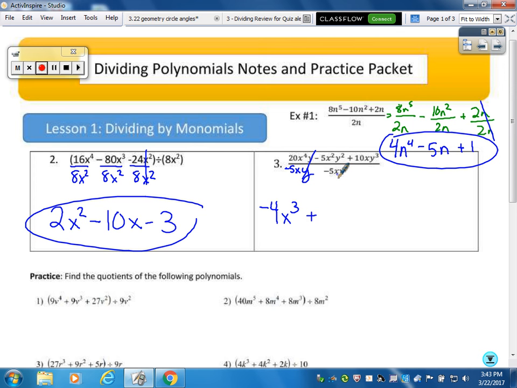This next one is negative 5 divided by negative 5, so that's positive 1. Had 2 x's. Take 1 away, so that's 1x left. Had 2 y's. Cancel one out, so we have 1 y left over. If you want to stick your ninja right there, feel free to. You don't need it, though.